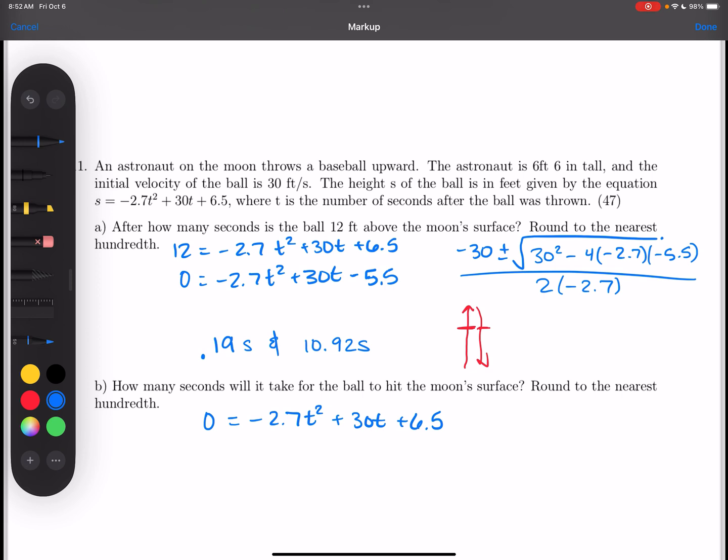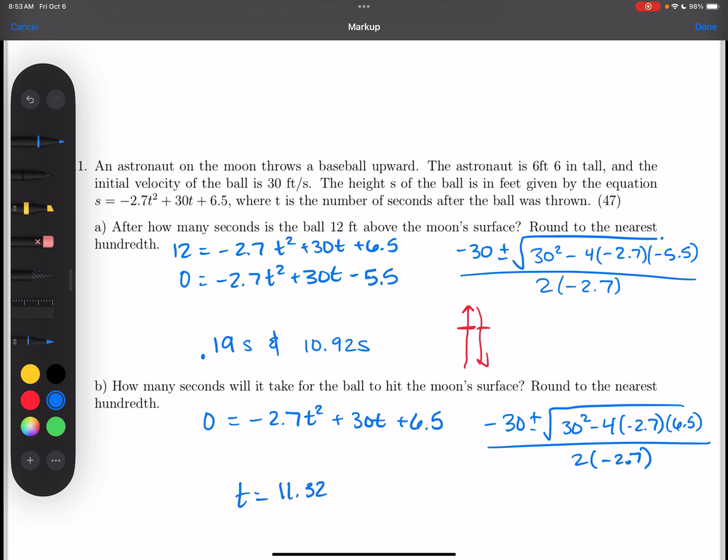And so again, you would do the quadratic formula. This one only has one answer. So my guess is that the other one comes out to be negative time, which we obviously can't have. So negative 30 plus or minus the square root of 30 squared minus 4 times negative 2.7 times 6.5, divided by 2 times negative 2.7. So this one, again, I would type this in at some point, but the answer is going to be 11.32 seconds.